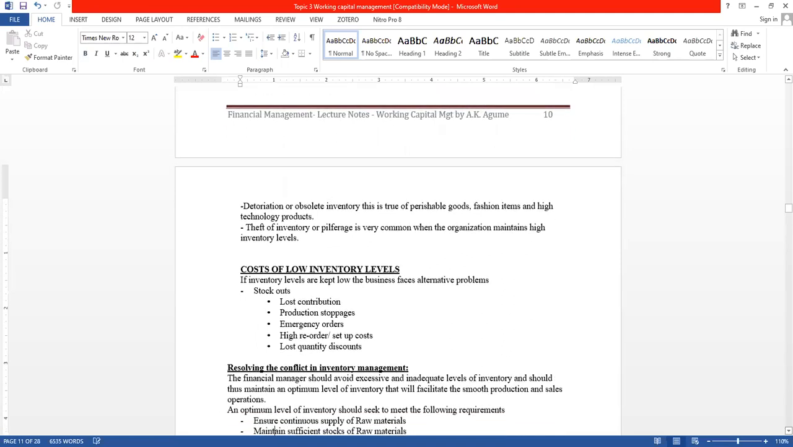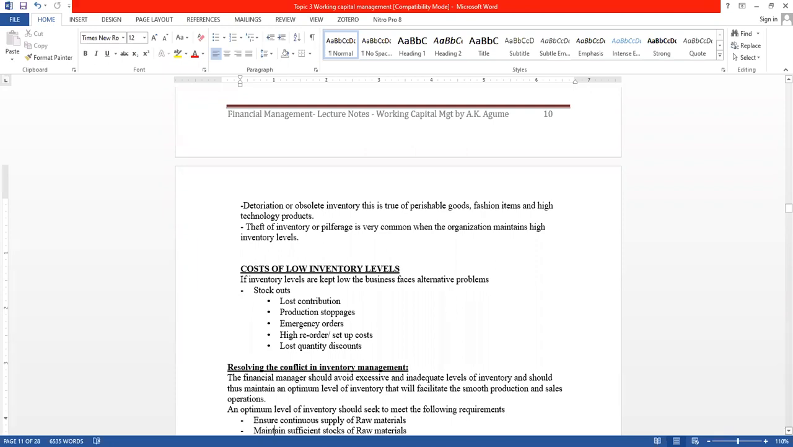And some of these costs are stock out costs, where you lose some contribution because you've run out of stock. Okay, production is at a standstill. In some cases, you have to make emergency orders. And of course, once you make those emergency orders, chances are you'll pay much more than what you would have paid. I don't know whether you've ever bought something in a rush. Maybe you have a function and you want to buy items which were not planned for, and you want them quickly. So you end up paying much more than what you would have paid if the purchase was done at the right time, or was planned.